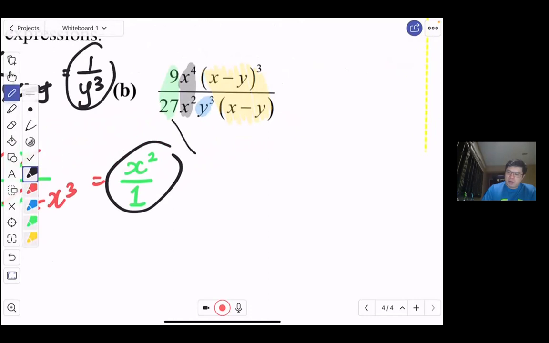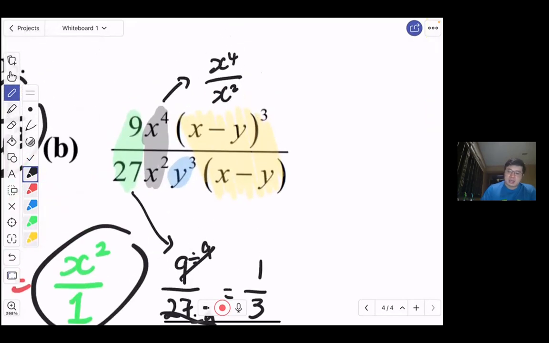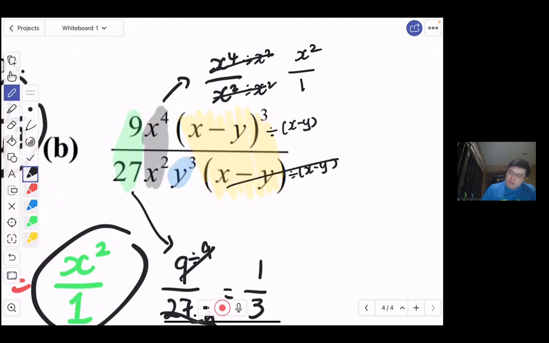If I look at 9 over 27, you can see that if I divide by 9, both top and bottom, I get a 1 at the top and a 3 at the bottom. If I look at x power 4 and x power 2, I can divide by x power 2 both top and bottom. So x power 4 divided by x power 2 gives me x power 2, and x power 2 divided by x power 2 gives me a 1. Now for x minus y power 3 on top and bottom, I can divide by x minus y power 1 on both top and bottom. This will give me a 1, and this will give me x minus y power 2.